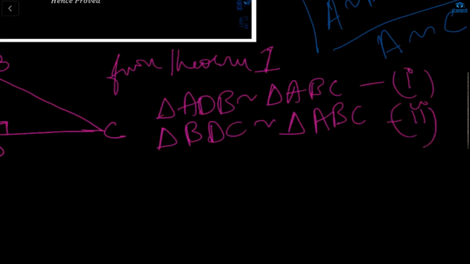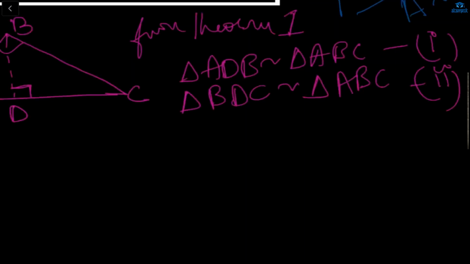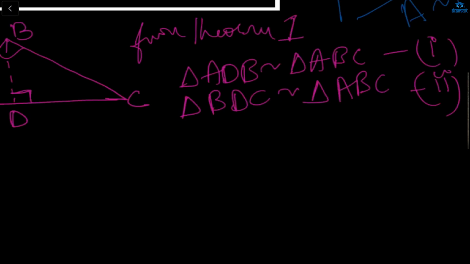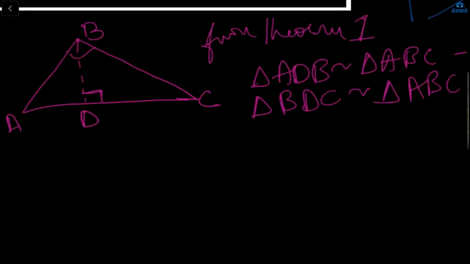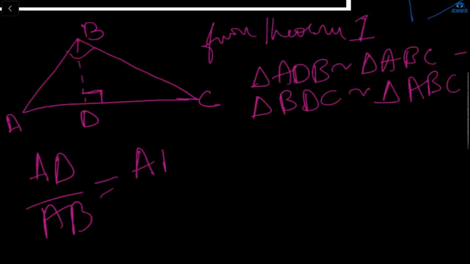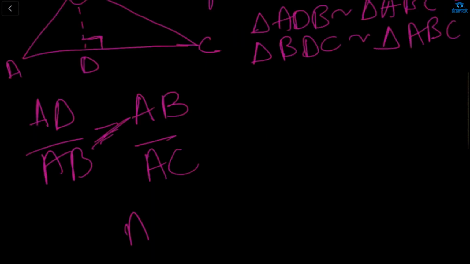Now from equation first, since triangle ADB is similar to triangle ABC, we already know that if two triangles are similar, from BPT, the ratios will be equal. So we have got AD by AB will be equal to AB by AC. Now if you see, AD dot AC is equal to AB square.